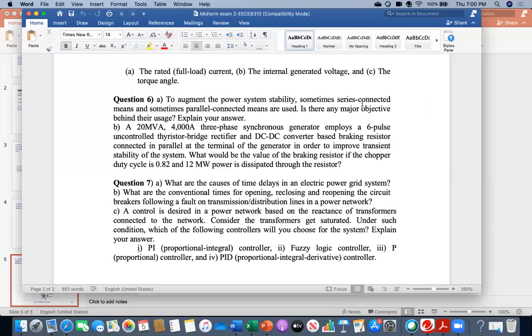Because a series connected device is in series, the dominating factor is controlling the current first and then the voltage. In case of a parallel connected device, the first thing is controlling the voltage and then the current. That is the objective. Therefore, both ways system stability is maintained. In one case it is current dominated, and parallel connected devices are voltage dominated.